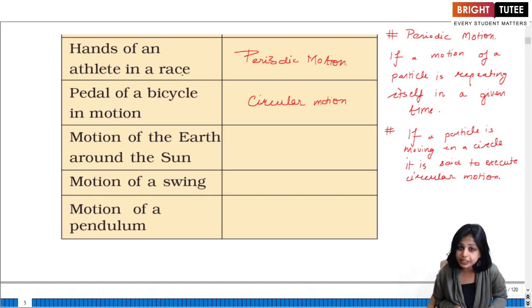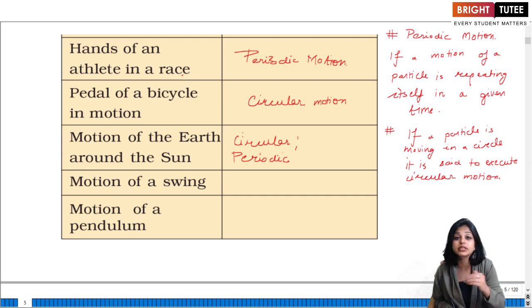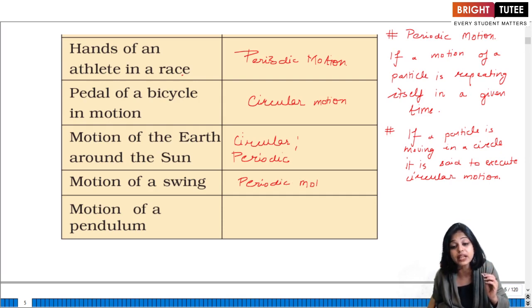Motion of the earth around the sun. Definitely, if I have to write, it is circular as well as periodic. Definitely not straight line because it's circular, but it is periodic because it repeats in a fixed value of time. Motion of a swing, again going up, down, up, down. We call it periodic motion, repeating itself over a fixed interval of time.